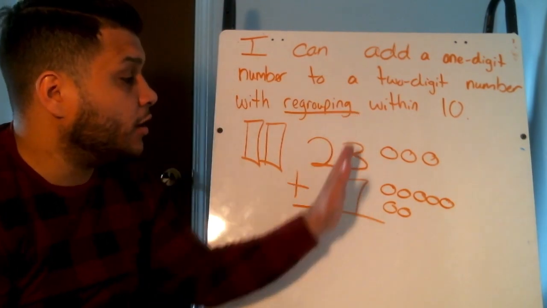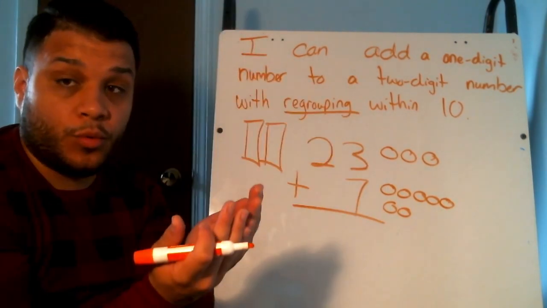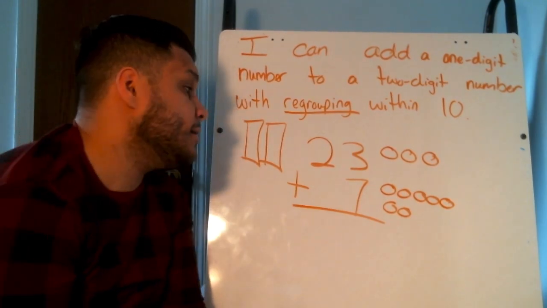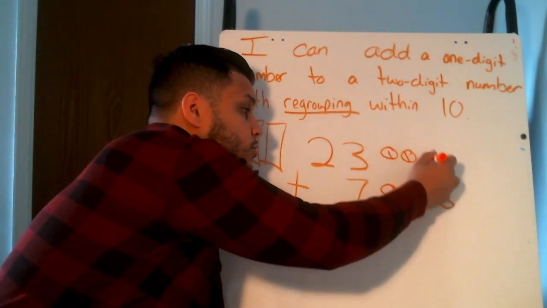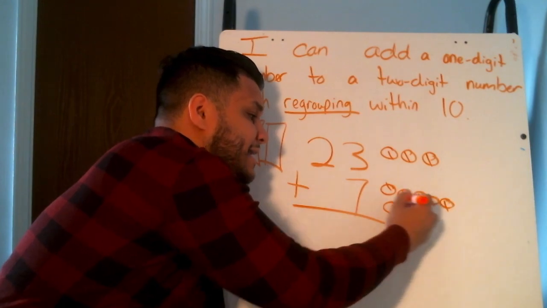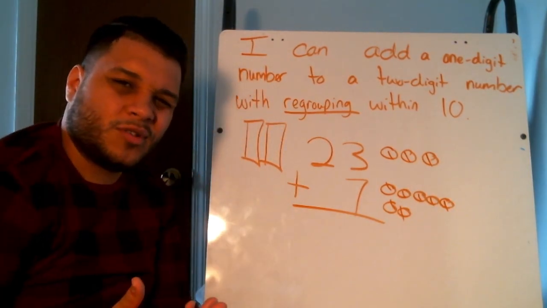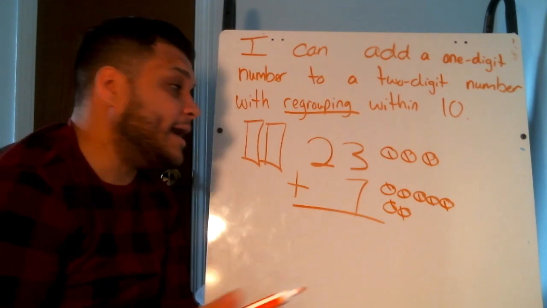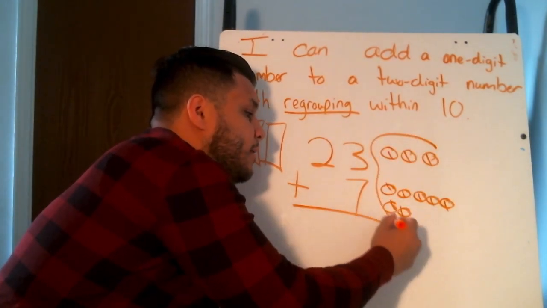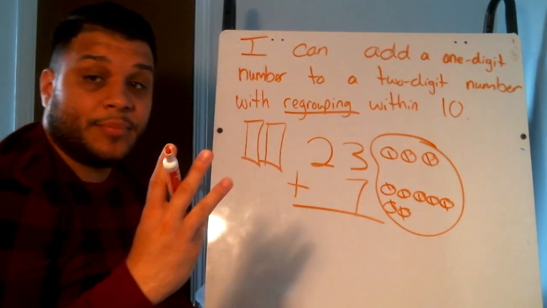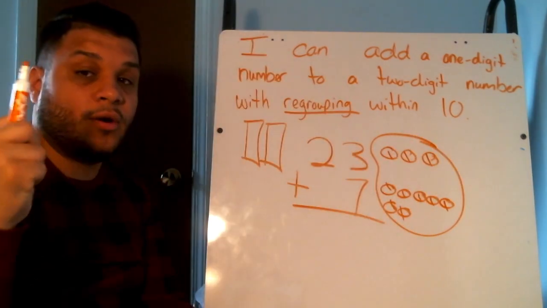Step number 2 is to solve for our ones and regroup if we have 10. So let's count. 1, 2, 3, 4, 5, 6, 7, 8, 9, 10. We do have 10, exactly. What am I supposed to do with that again? Yes, circle my group of tens. Step number 3 is to carry it over.